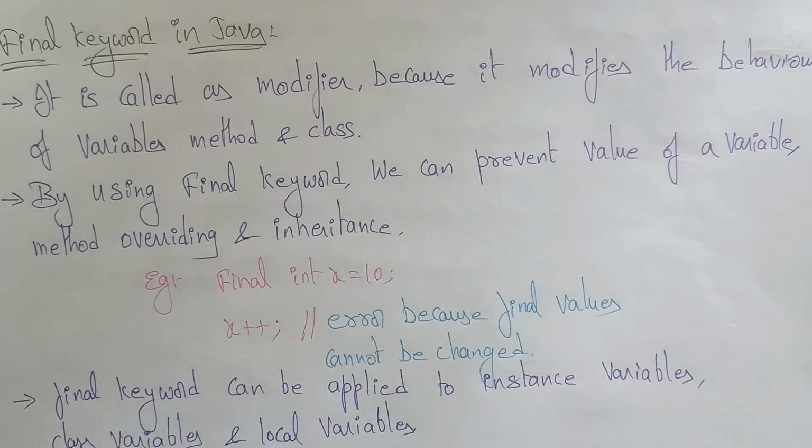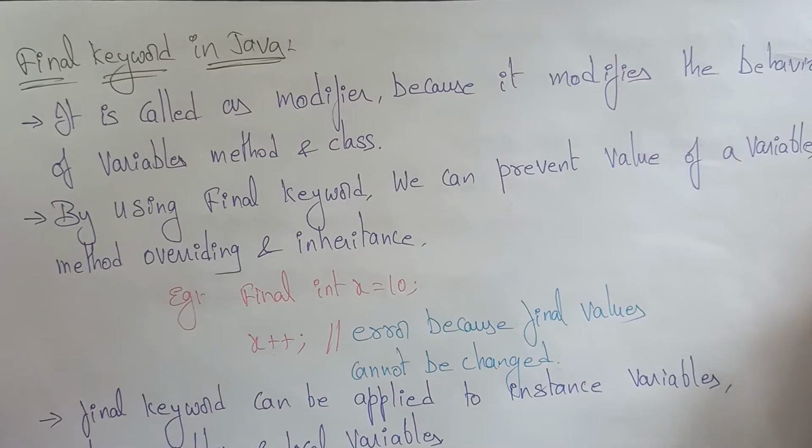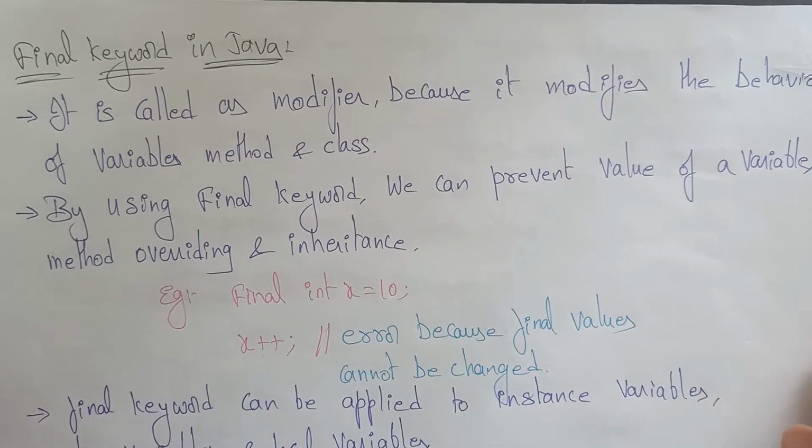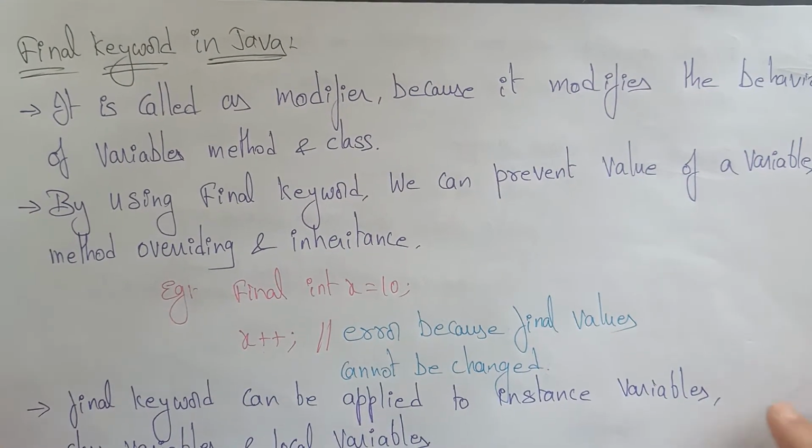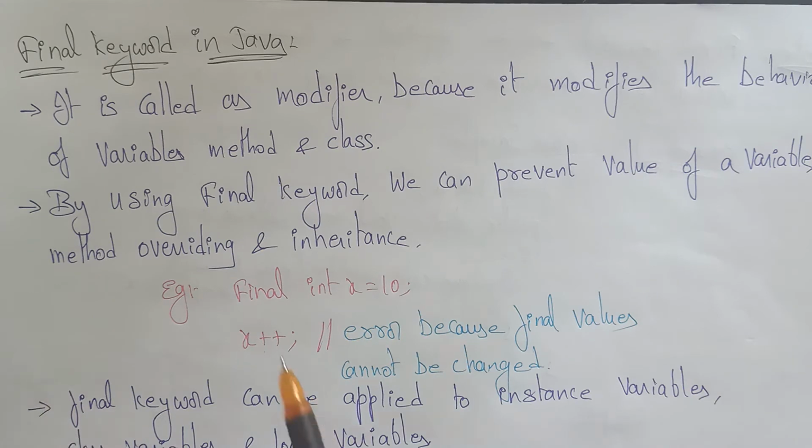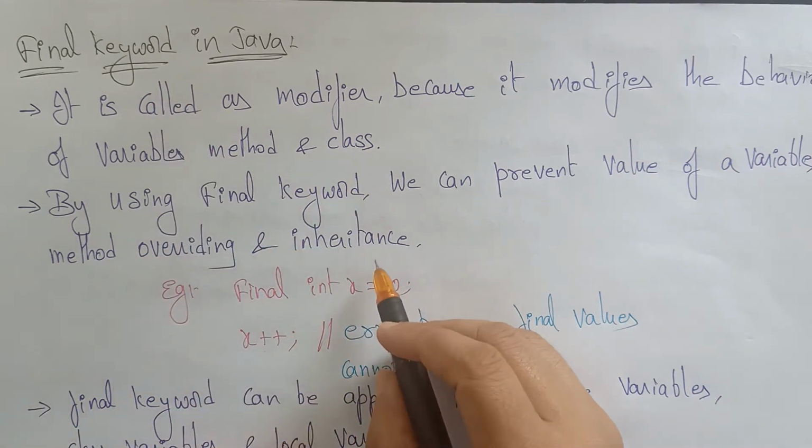Hi everyone, welcome back. Now let's see another concept in Java programming language, that is the final keyword. So now let's see what is this final keyword. What happens if you use the final keyword before any declaration, that is before a variable or a method? Okay, now let's start. Final keyword in Java programming language.